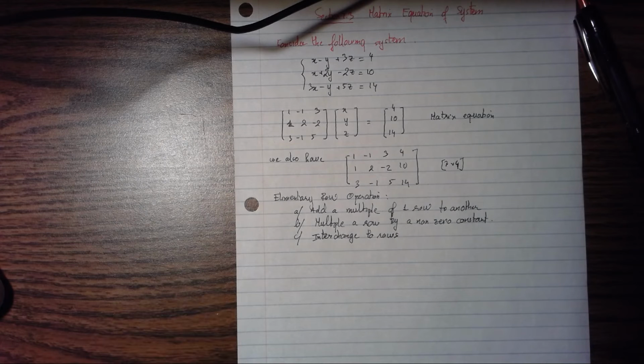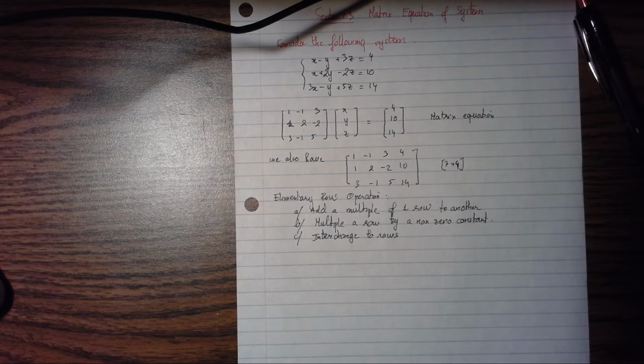It means that we can switch the position of the rows. That's what I mean by interchange. Switch position: one row could be above the other row, or the other row can be below a certain row. We can switch position.